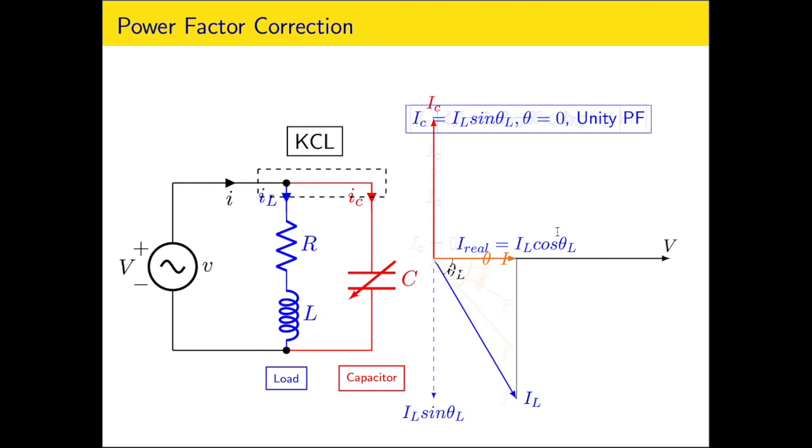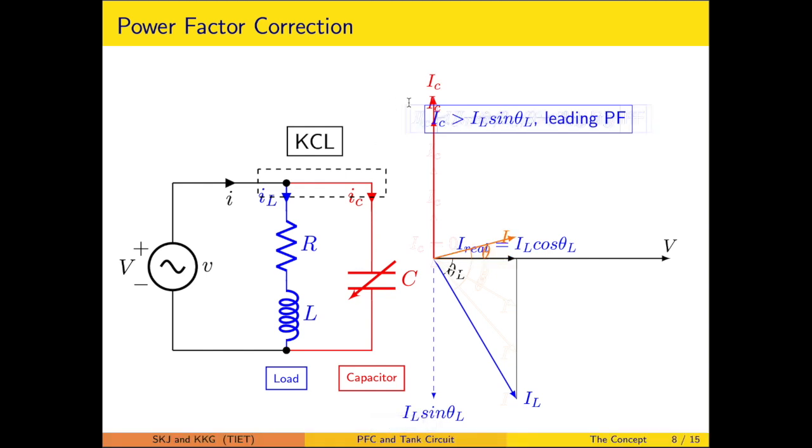Now the compensation level is adjusted such that the IC is exactly equal to the IL sine of theta L. When this condition is met by adjusting the compensation, then the theta value will be zero, and theta zero indicates unity power factor operation. This is the ideal case, where IL cosine of theta L will be exactly equal to the source current. So theta is 0, unity power factor operation, but please be mindful that this unity power factor operation is achieved while we have changed or adjusted the compensation level.